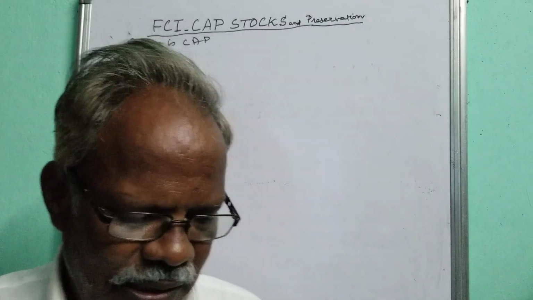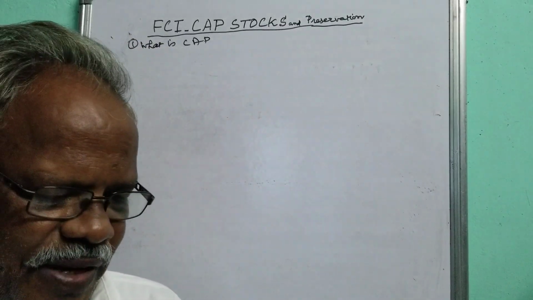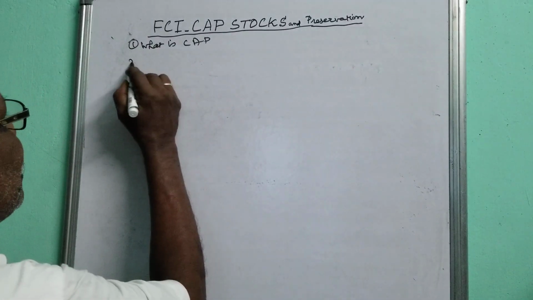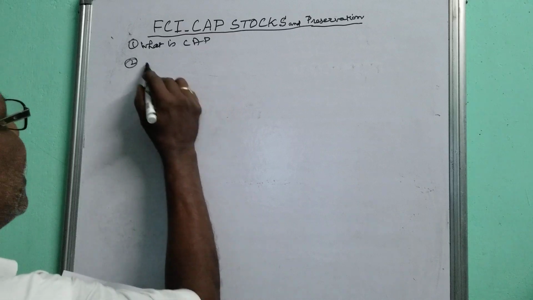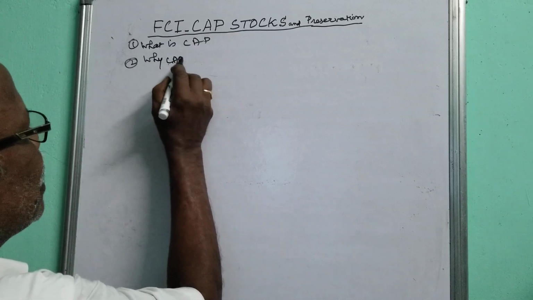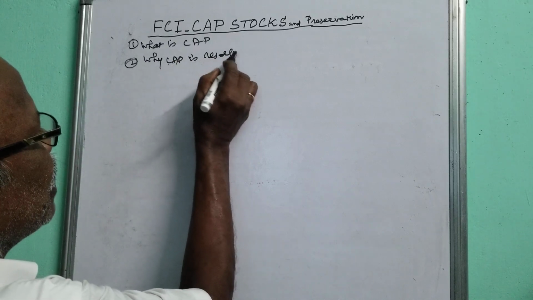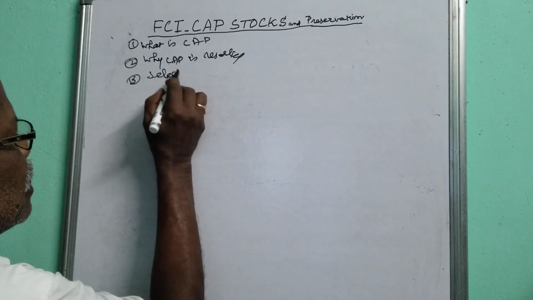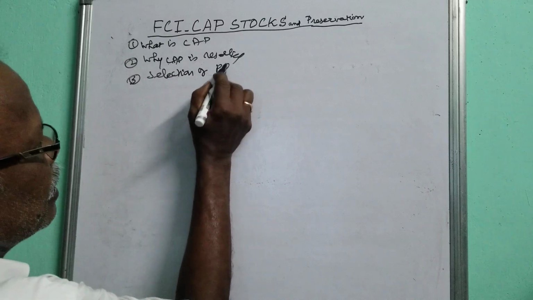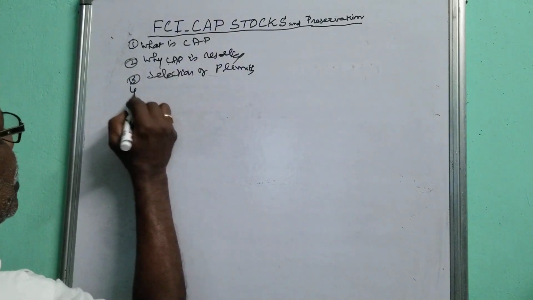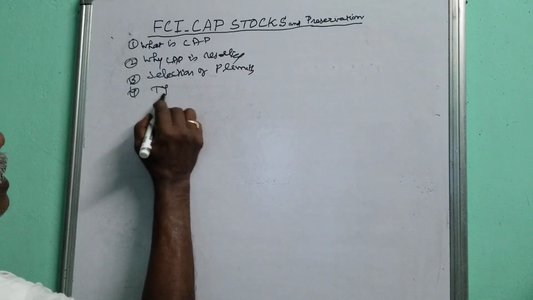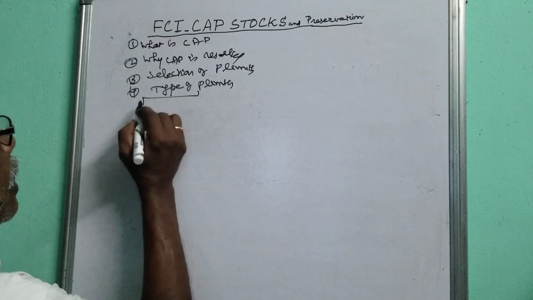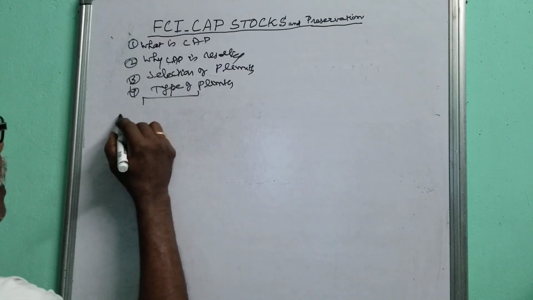There are various types of plinth. Second, why CAP is resorted to. Third one is selection of plinth. And fourth one is type of plinth. So plinths are temporary or permanent.